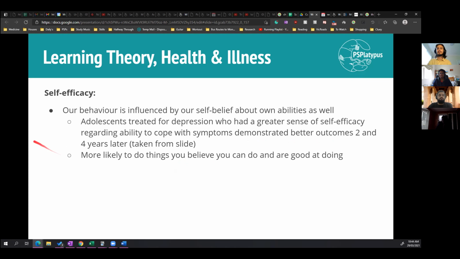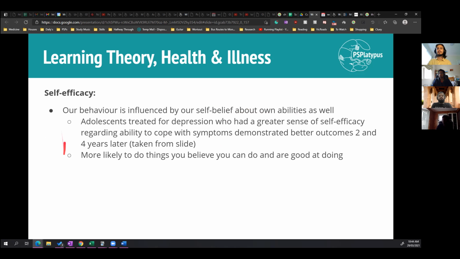All right, one more thing is the concept of self-efficacy, which I want to bring across. The behavior that we do is also influenced by our own self-belief about our abilities. Your lecturer will go through it in more detail, including key differences between self-efficacy and self-esteem, but essentially it's the sense of self-belief about your own abilities.